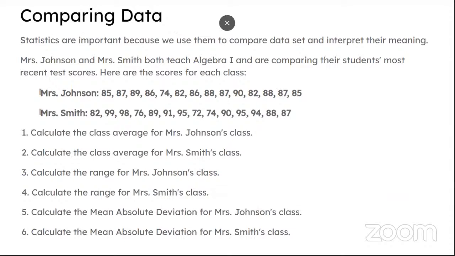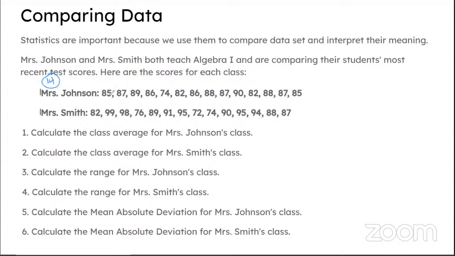All right, so we're going to use statistics now to compare two sets of data. Up on the screen, we have Mrs. Johnson's class and Mrs. Smith's class, and they both teach Algebra 1, and they just took a test. These are all of their students' test scores. I counted, and they have 14 students in each of their classes, because there are 14 test scores in each line. It's important to count, because even though it looks like it may be the same, it may or may not be. So you always need to count both of them to make sure.